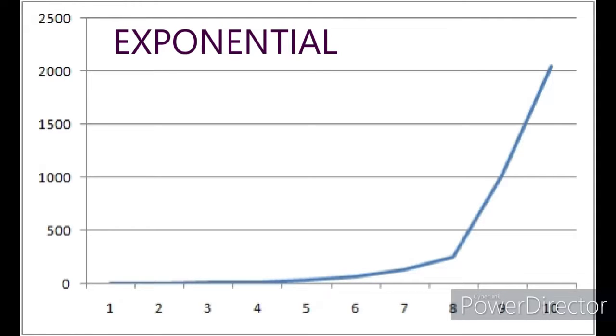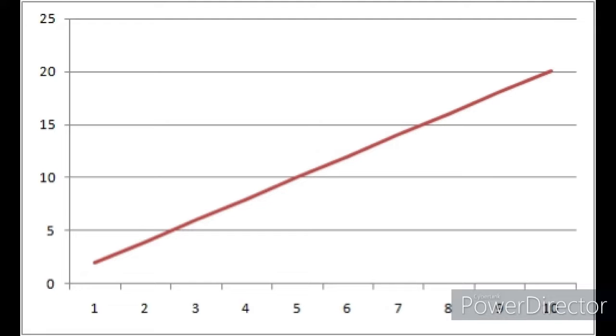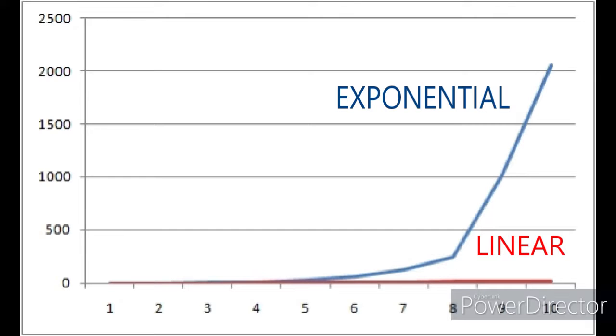If you'll notice, on the right side, the highest number is way over 2000. Let's compare that to a graph of a series of 10 values like 2, 4, 6, 8, 10, 12, and so on. The graph would look like this. This graph shows linear increase. Now let's overlay both graphs. Notice how exponential growth in blue is much higher and steeper than linear growth, shown in red.